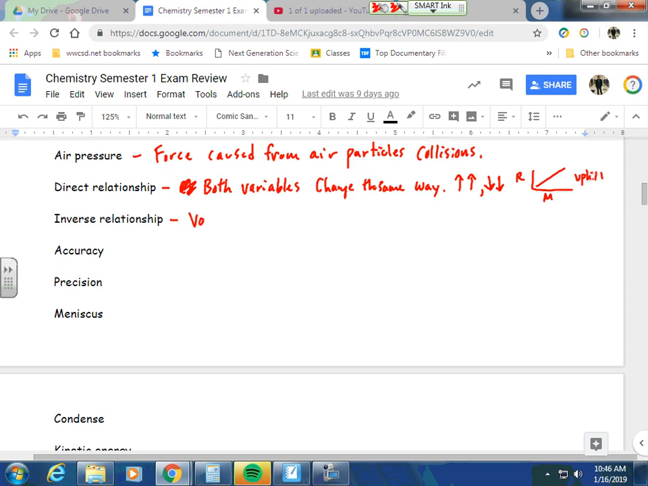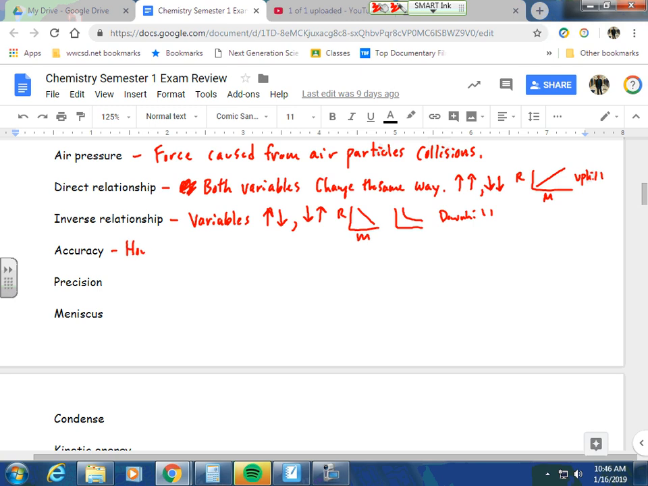And inverse relationship, same thing. We're looking at two variables that maybe we could graph with each other. But in this case, the variables go in opposite directions. So if you increase one, the other decreases. If I decrease one, the other increases. So what happens with that is if I do a graph of manipulated and responding variable, it actually goes downhill. And it could have a curve to it, but the point is it's going downhill as you go left to right. Okay.